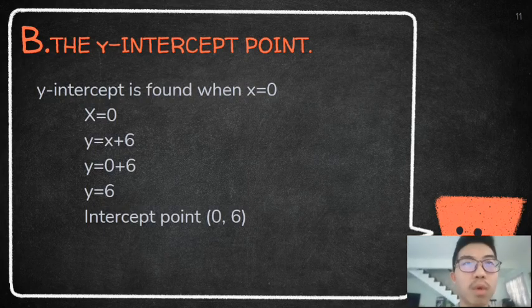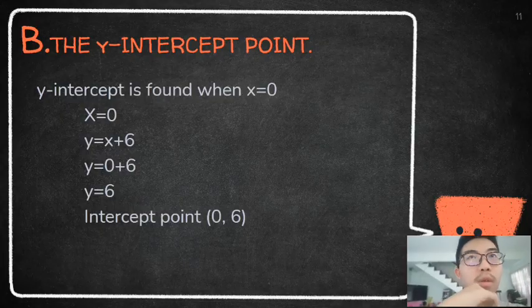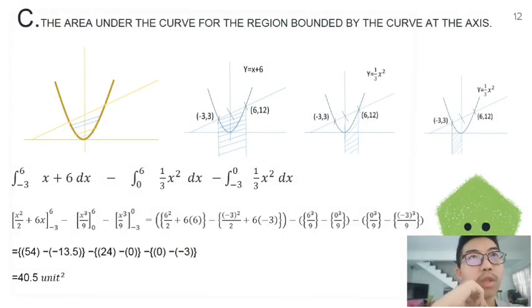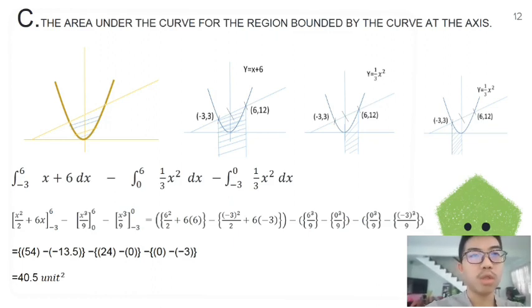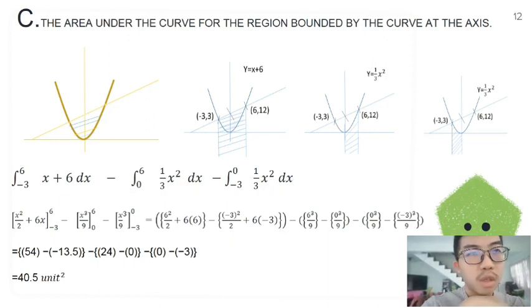And now we do the last one, the area under the curve for the region bounded by the curve and the axis. When we do this, we need to separate it into different parts. We assume the first one is the answer that we need to get. To get the answer, we need to separate it into 3 parts: part A, part B, part C.